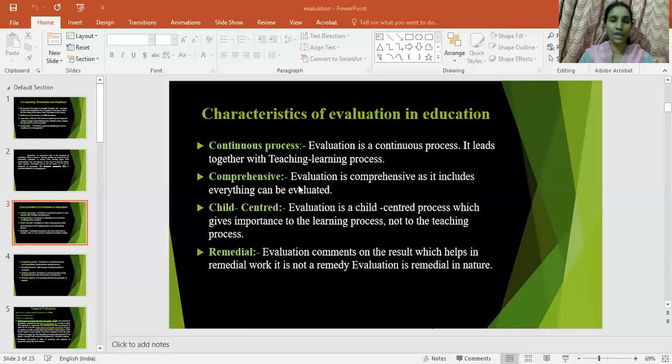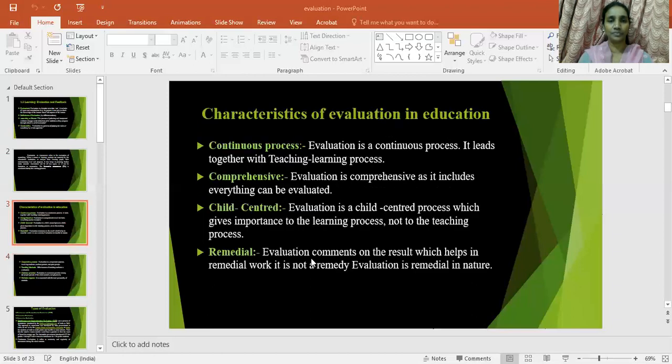And the second one is comprehensive. Comprehensive means dealing with all the aspects of the learner. Means here we are going to evaluate all the aspects of our learner, including curricular and co-curricular activities. Child-centered means evaluation is child-centered, means here the teacher is going to evaluate the students. The students are not going to evaluate the teacher, but evaluation is child-centered, means the way we teachers are going to evaluate our students. So that is child-centered.